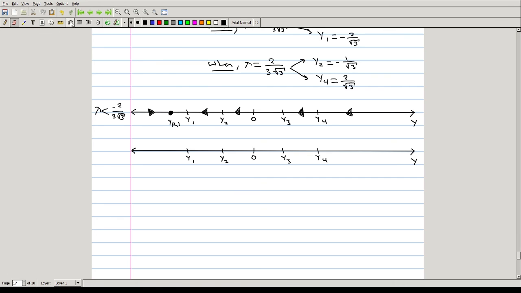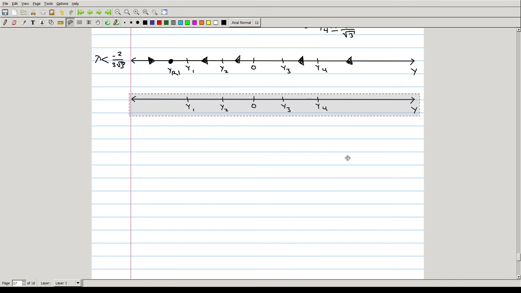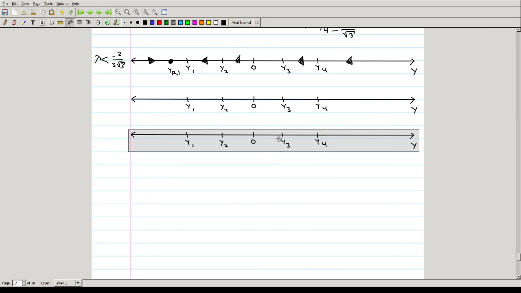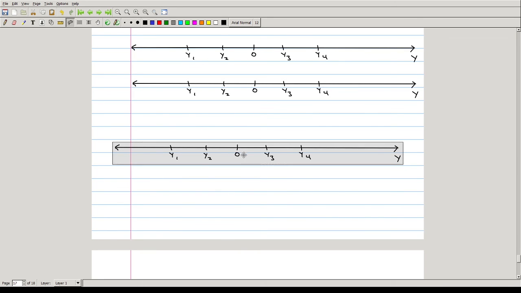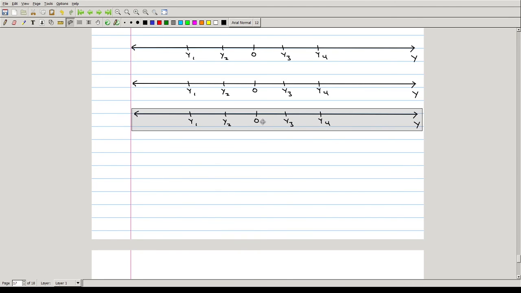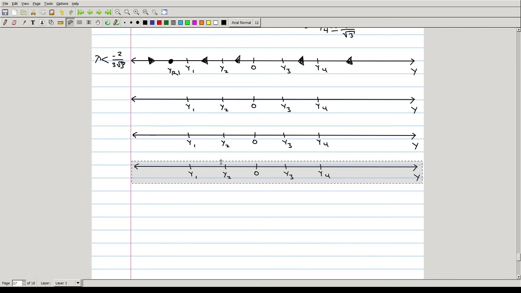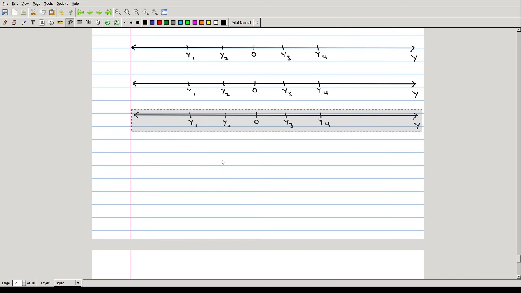And we'll copy this picture. We're going to have to copy the picture a couple different times. One, two, three, and one more.